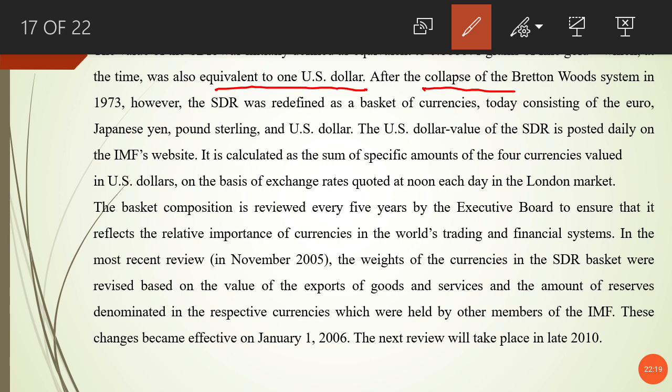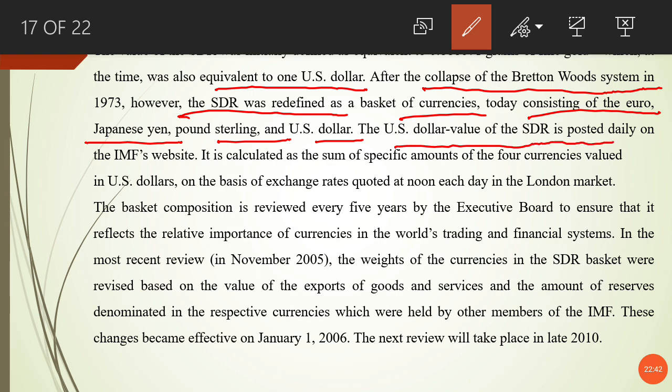After the collapse of the Bretton Woods system in 1973, however, the SDR was redefined as a basket of currencies, today consisting of the euro, Japanese yen, pound sterling, and US dollar. The US dollar value of the SDR is posted daily on the International Monetary Fund website.